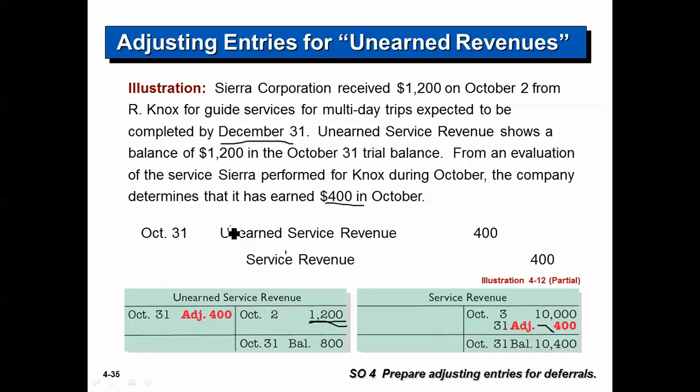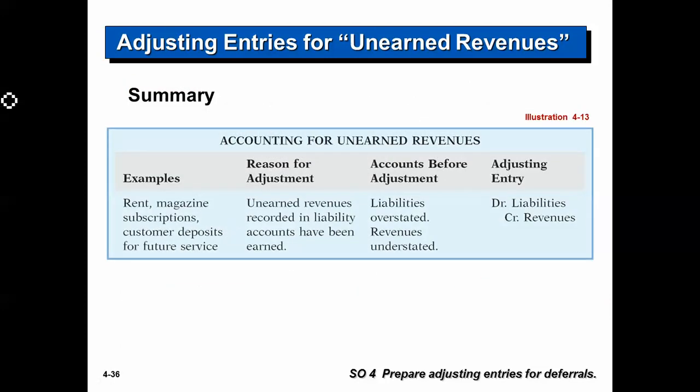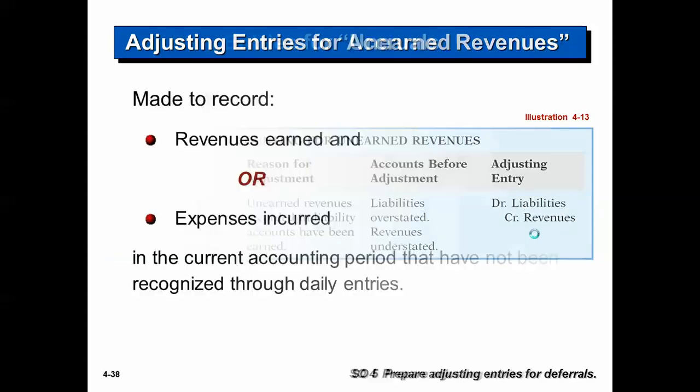All right. So the summary for unearned revenue: liabilities are overstated and revenues are understated, so the journal entries are always to reduce the liabilities by debiting them and increase the revenues by crediting them.